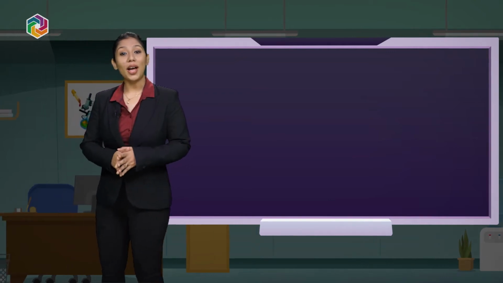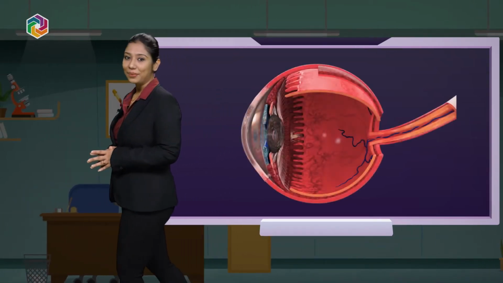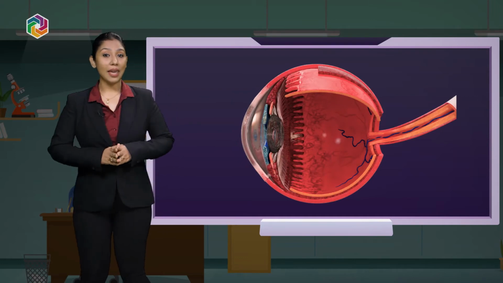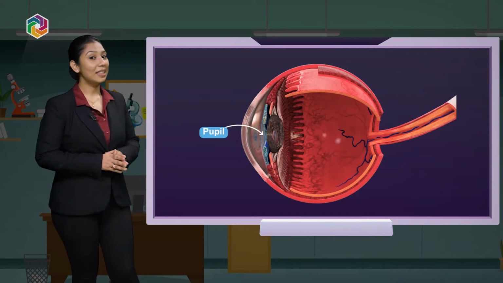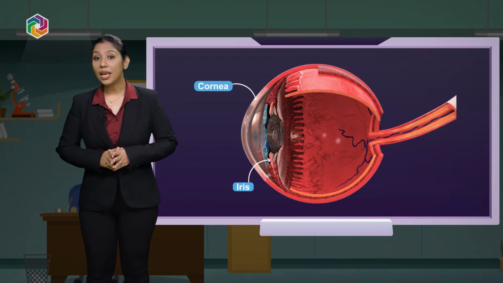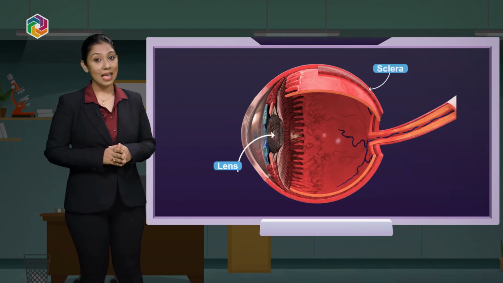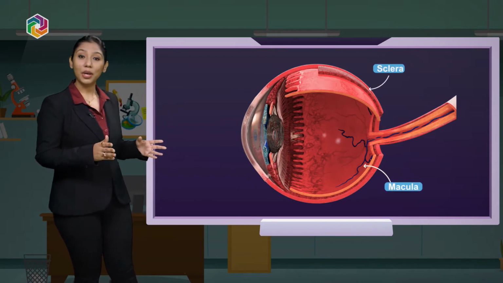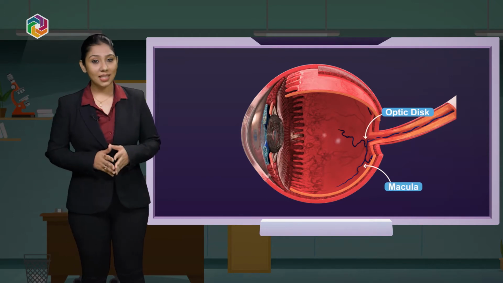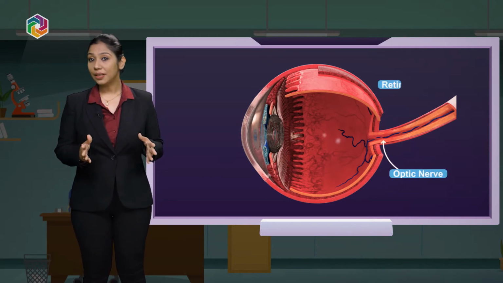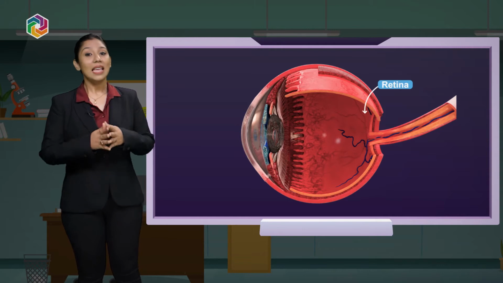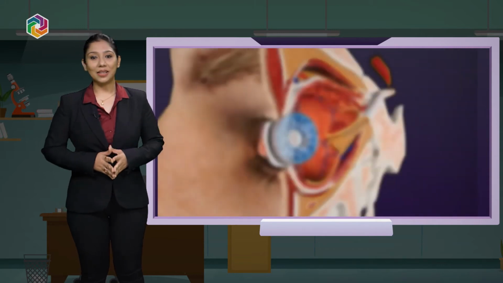Let's see what are the different parts of the eye. The different parts of the eye are pupil, iris, cornea, lens, sclera, macula, the optic disc, optic nerve and retina. Let's know about it in detail.